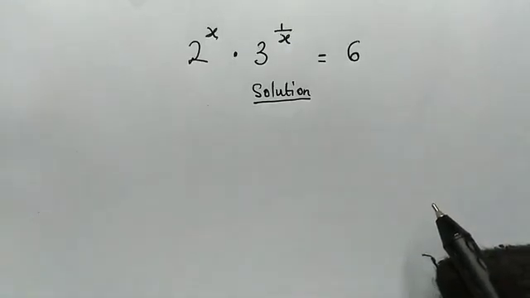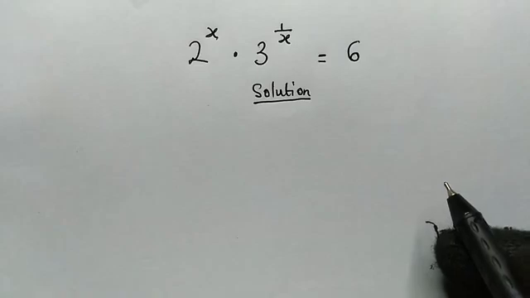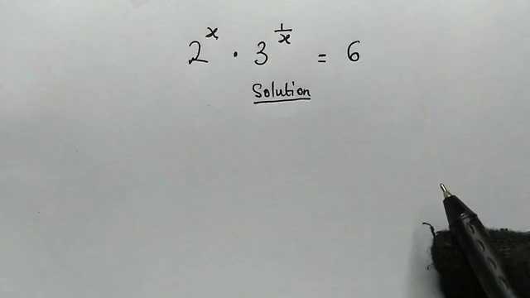Today we're going to solve this interesting exponential equation. We have 2 to the power of x multiplied by 3 to the power of the reciprocal of x. This is equal to 6. And here we'll be solving for x values.